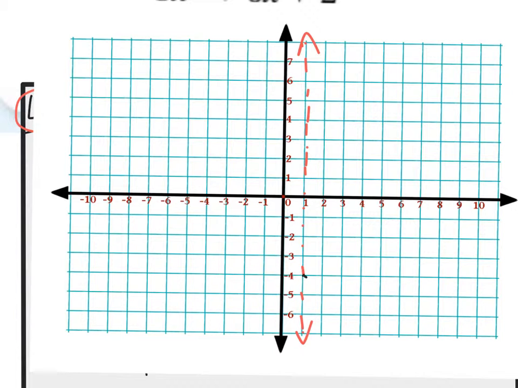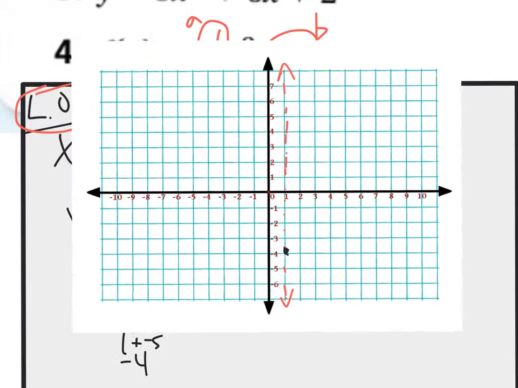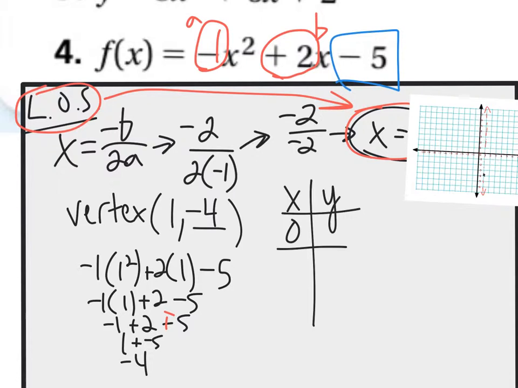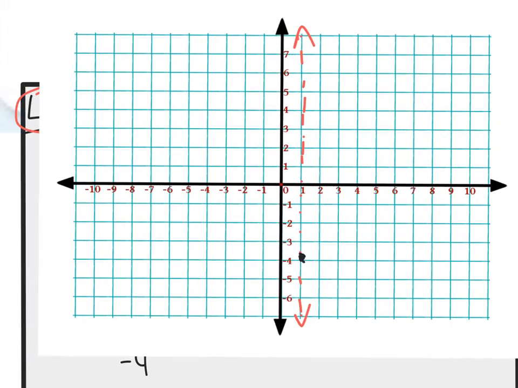So 1, negative 4. So really, by looking at this graph, I'm probably going to run out of room with the graph that I have here. And so that's why it's good to decide ahead of time. Find some points ahead of time before you decide what kind of graph to do. So 0 has not been used yet. 0 is just going to give us that c value because all the x stuff's going to fall out. So 0, negative 5 would be another point on our graph.